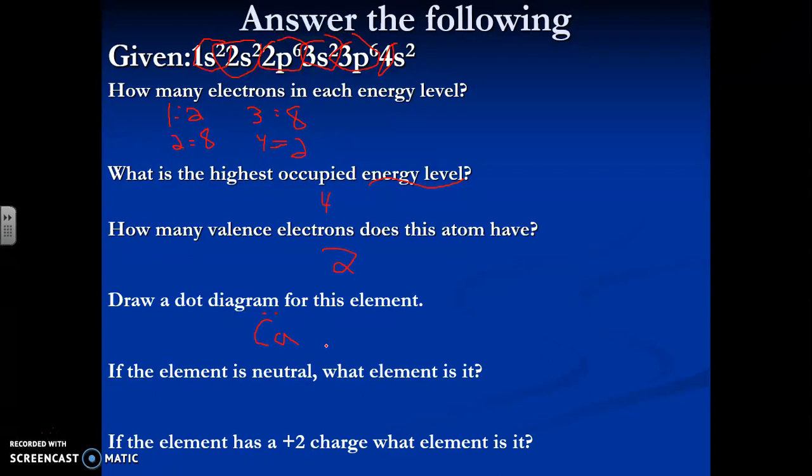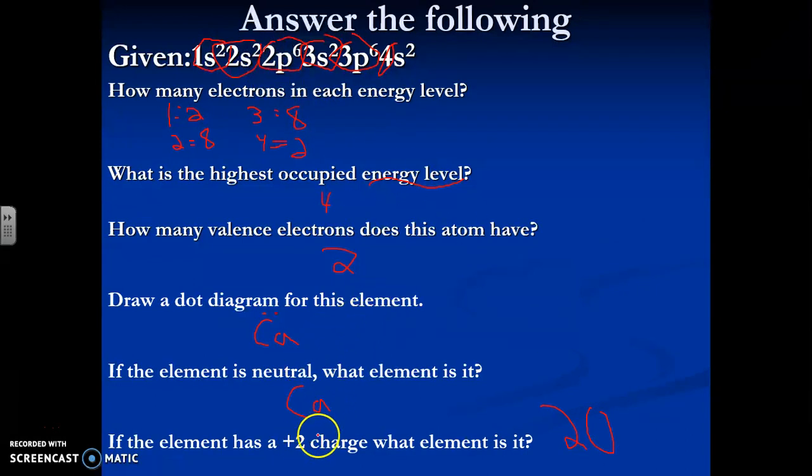So if the element is neutral, what element is it? Well, we just figured out it's calcium. Okay. Now the question on the bottom causes the most problems for people. Okay. And it asks, if the element has a +2 charge, what element is it? Well, you know, since these represent electrons, that it has 20 electrons. You know that. Because these numbers here represent electrons.